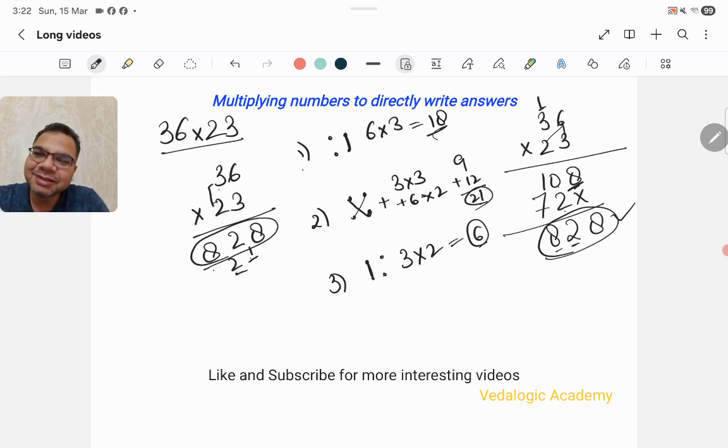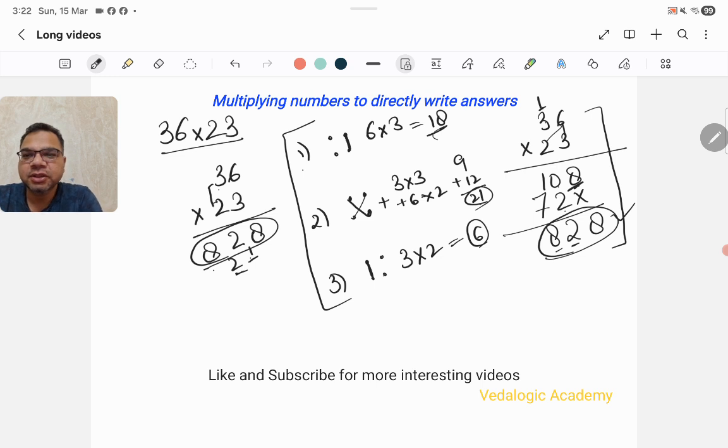So the method is quite similar, but you don't have to follow this whole thing and do the calculation, show it and then write the answer. We can use these three steps and get the answer. So let's do one more question together. So let's say I have 34. I want to multiply it with 22.